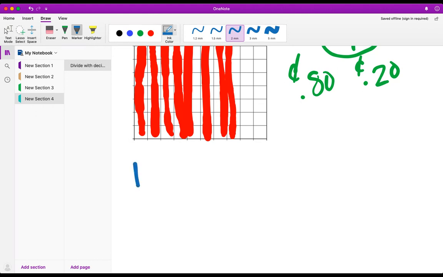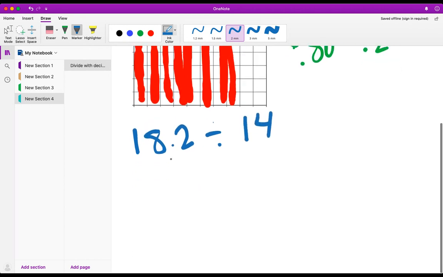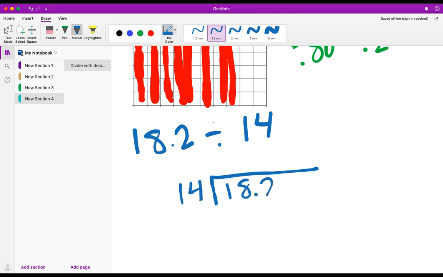So if I have 18 and 2/10 divided by 14, okay, remember our first number is the number that goes into the house. So I'm going to draw my little division house. 14 is the divisor, it's going to go on the outside. 18 and 2/10 is going to go on the inside. The trick with dividing decimals is pretty simple. All I have to do is move this decimal place directly up here. And then from there, I don't even have to worry about it. Then I can just pretend it doesn't exist.